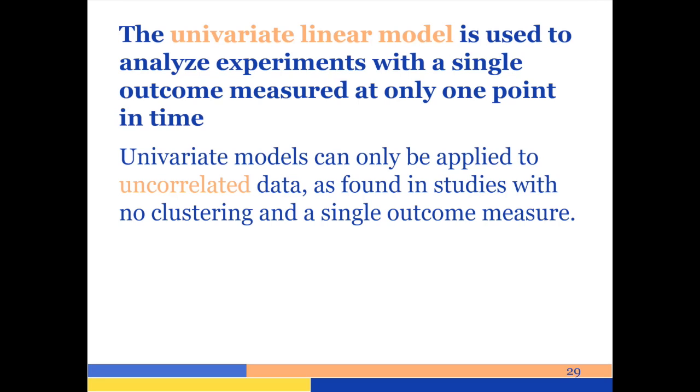The univariate model only has one single outcome measured at one time. These models only work with uncorrelated data, which means no clustering is involved and there's only a single outcome measure.